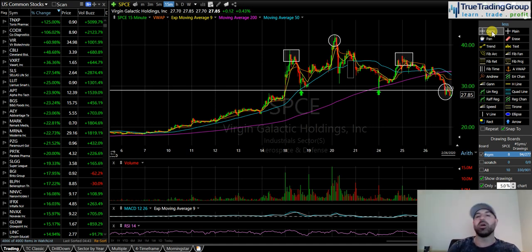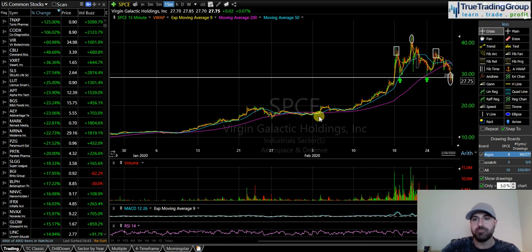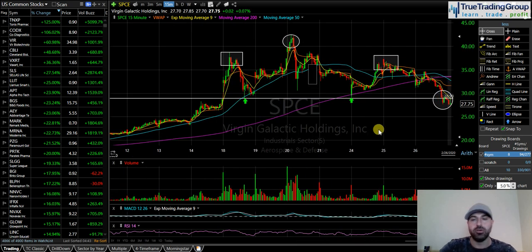So you do not want to be trading a head and shoulders pattern if it's not at the top of an uptrend. As you can see with SPCE, we are at the top of an uptrend. The stock is very clearly in an uptrend. Be careful trying to place trades off head and shoulder patterns if the stock is not in an uptrend.